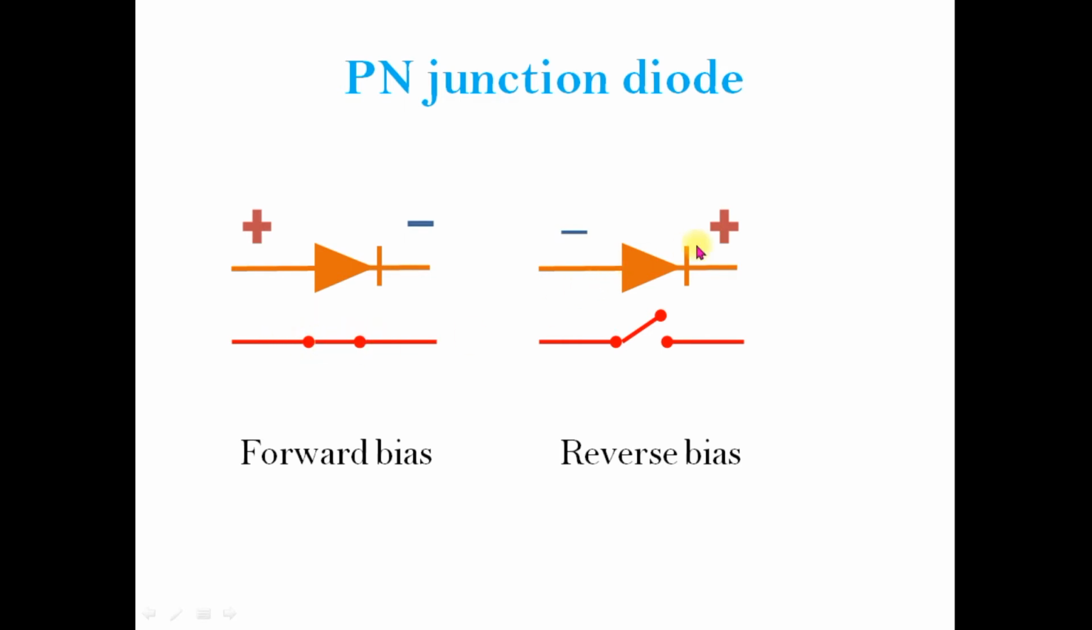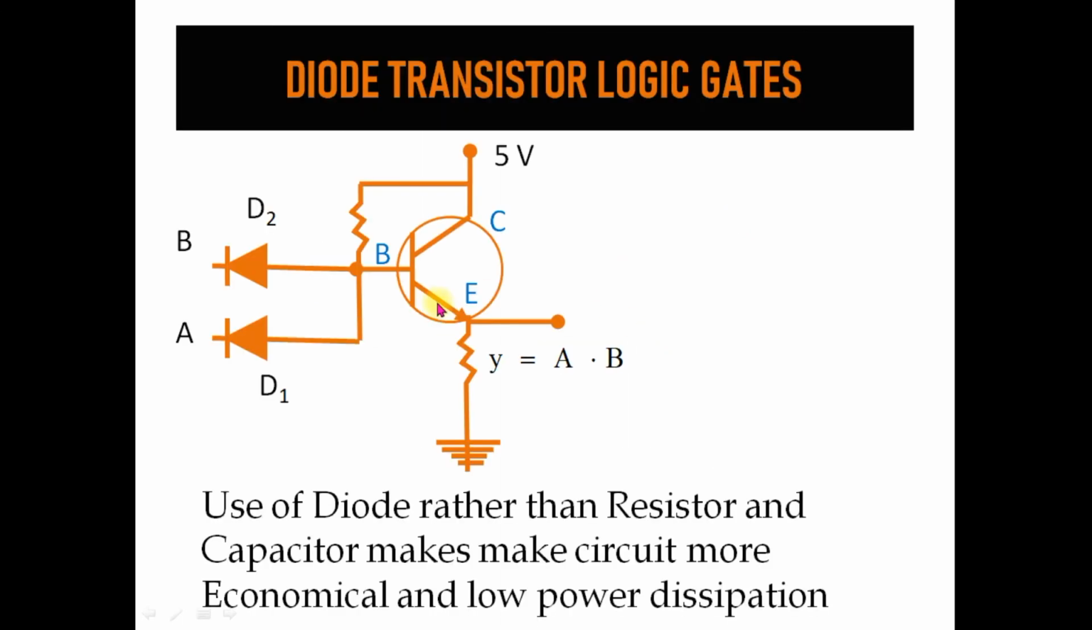When the direction of voltage is changed, then it is in the reverse bias, and acts like an open switch. Diode transistor logic gates: the use of diodes rather than the resistor and capacitor makes the circuit more economical and gives low power dissipation. Hence, the diodes are used more.